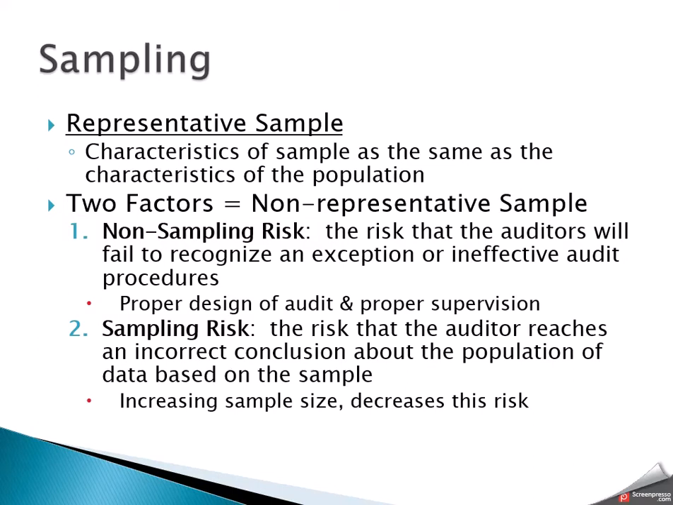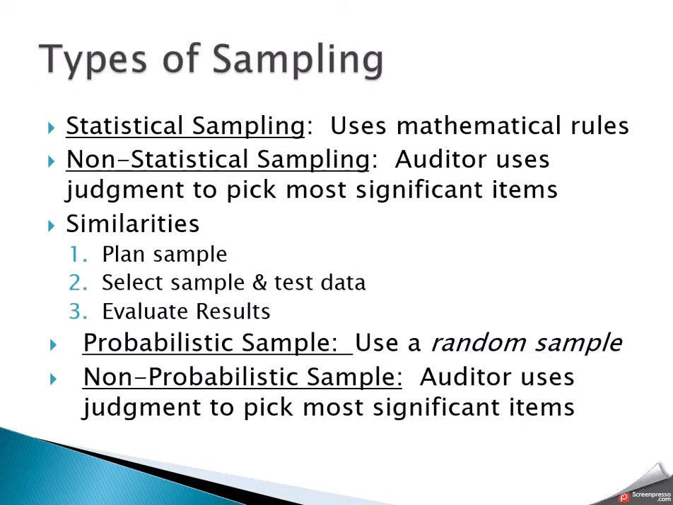To go back to that non-sampling risk, we don't sample 100%. So you're only going to sample, say, maybe 10% of the transactions. So what about that other 90%? There's always a risk that we're going to fail to recognize something, by the fact that we're not testing in all those areas.